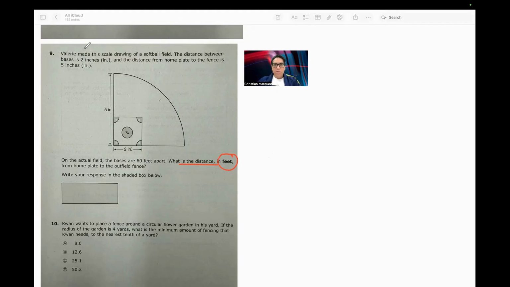Let's read together the word problem. Valerie made a scale drawing of a softball field. The distance between the bases, these are the bases, is equal to 2 inches. This is 2 inches. And the distance from the home plate to the fence is 5 inches, which is this one right here. The actual field, which is this one, has bases 60 feet apart. So therefore, 2 inches is equal to 60 feet.